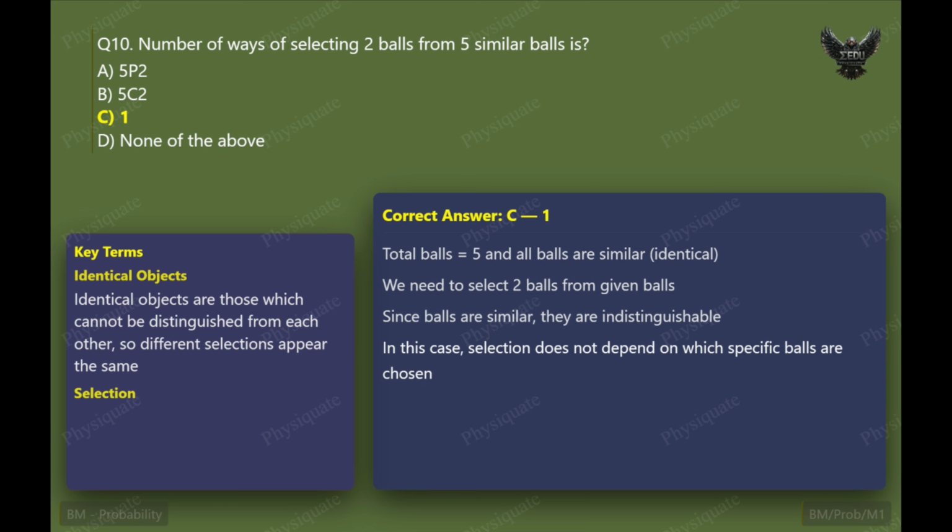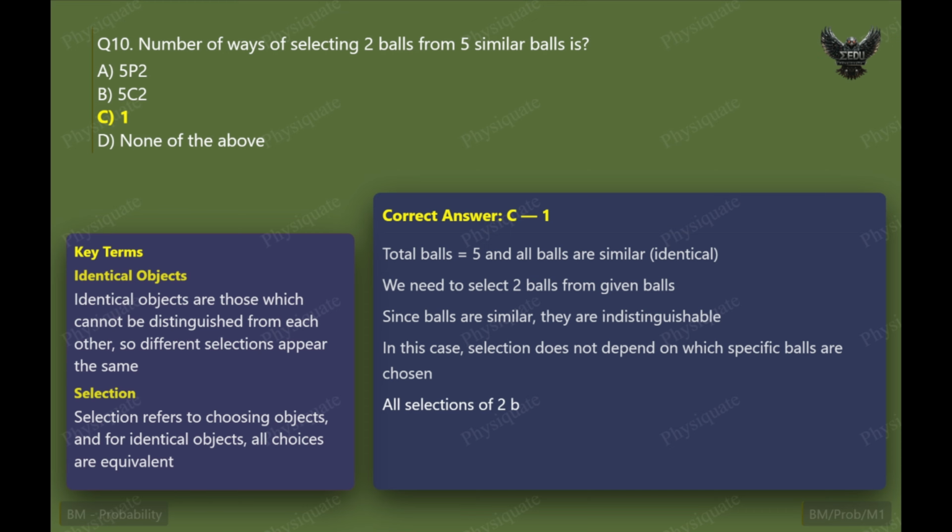Selection refers to choosing objects, and for identical objects, all choices are equivalent. All selections of 2 balls will look identical. Thus, only one unique selection is possible. Total number of ways equals 1.